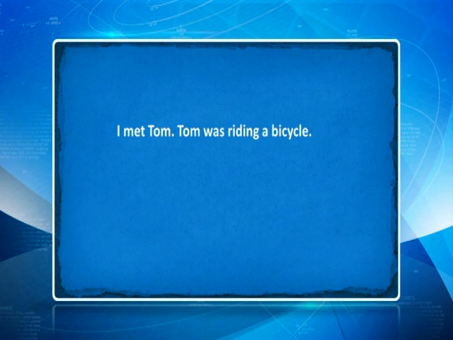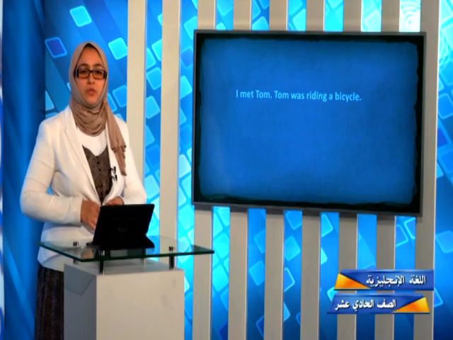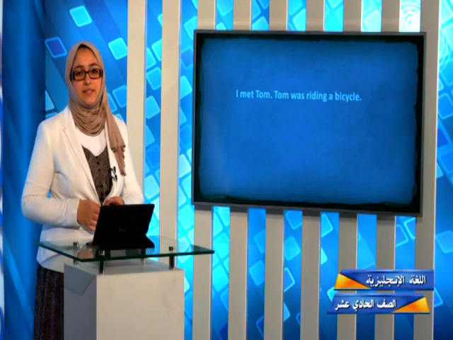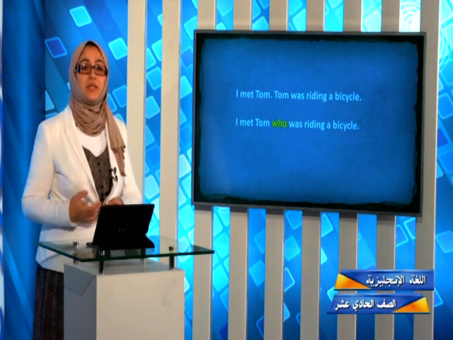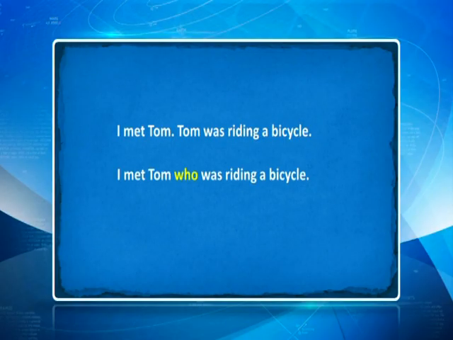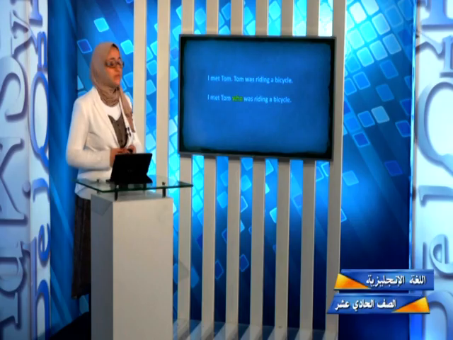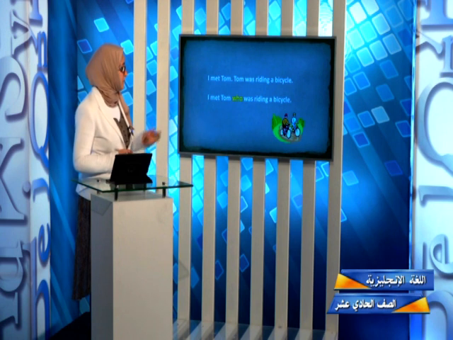Let's look at the second one. I met Tom. That's the first sentence. Tom was riding a bicycle. Now, which of the key words that I showed you in the beginning fit in this sentence that can serve as a link between both sentences? That's correct. It is once again who, because we are dealing with a subject, just like we did in the first set of sentences. So it would be, I met Tom who was riding a bicycle. So effortlessly, we created one sentence out of two. And here we see, of course, Tom riding a bicycle.